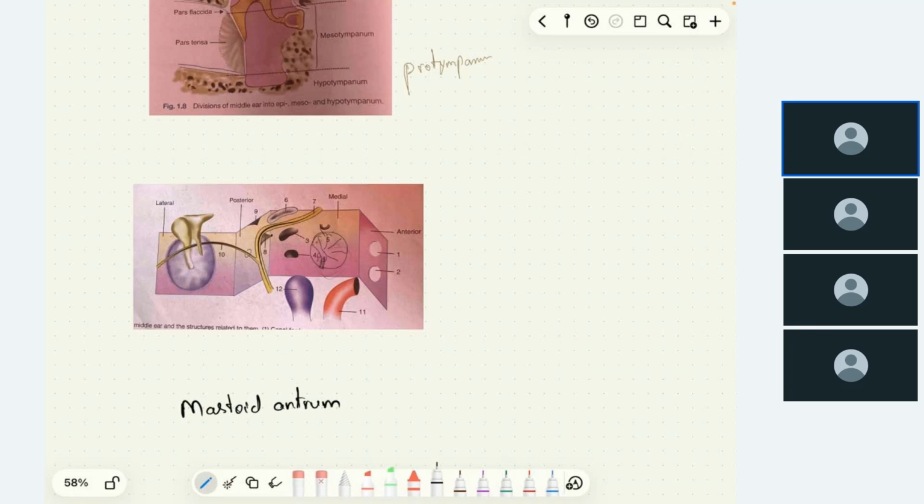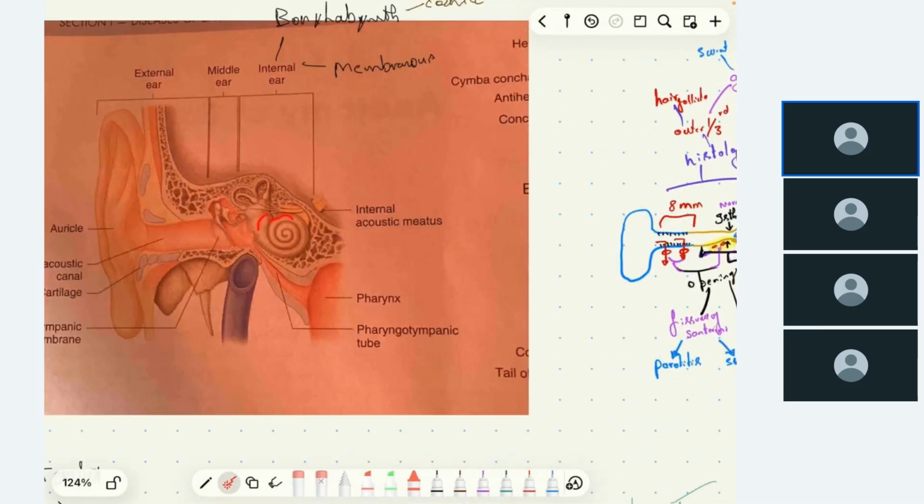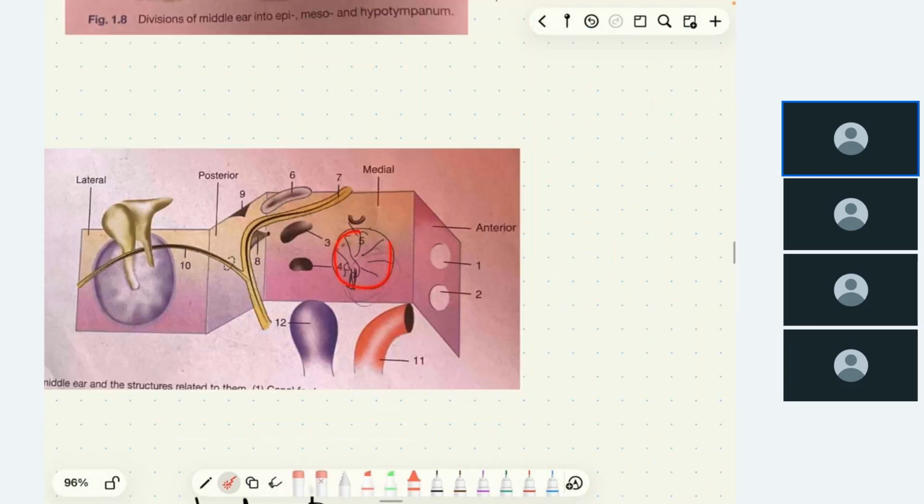This promontory, the projection into the middle ear, is due to the basal coil of the cochlea. We saw the cochlea in the bony labyrinth. The basal turn of it, here you can see the basal turn, projects into the middle ear, which is called the promontory. On the promontory, we have the tympanic plexus.